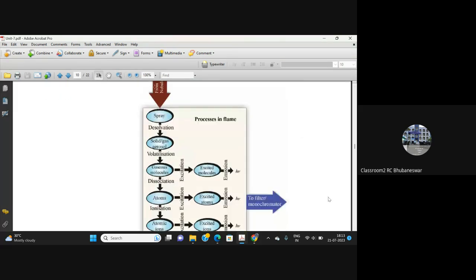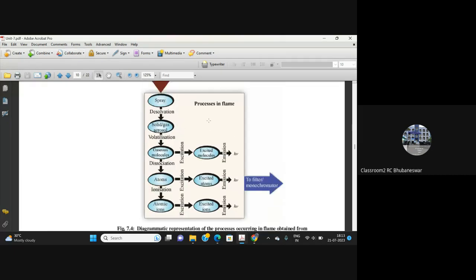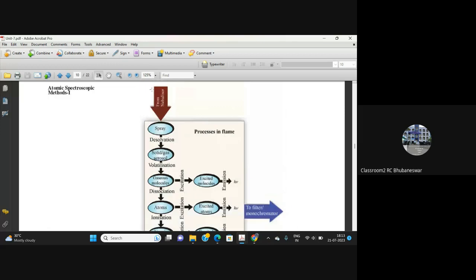Here you can see what is happening. This is from the nebulizer. First, from the nebulizer, the spraying process will happen by spraying the sample. Then desolvation will happen, meaning you have to evaporate the solvents. Then a solid gas aerosol is formed.